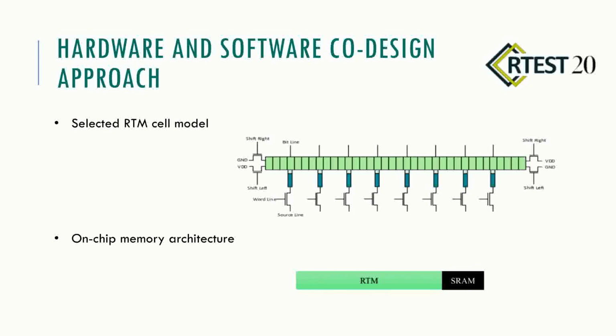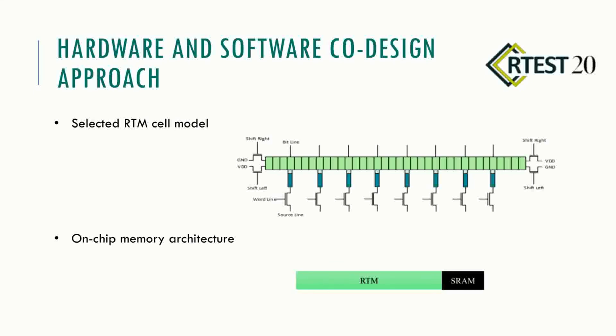In our on-chip memory architecture, we use this RTM cell, which consists of 8 access ports, and the total number of domains on the tape is 32. So the maximum number of shifts to access a byte of data is 3, and the minimum number of shifts is 0.